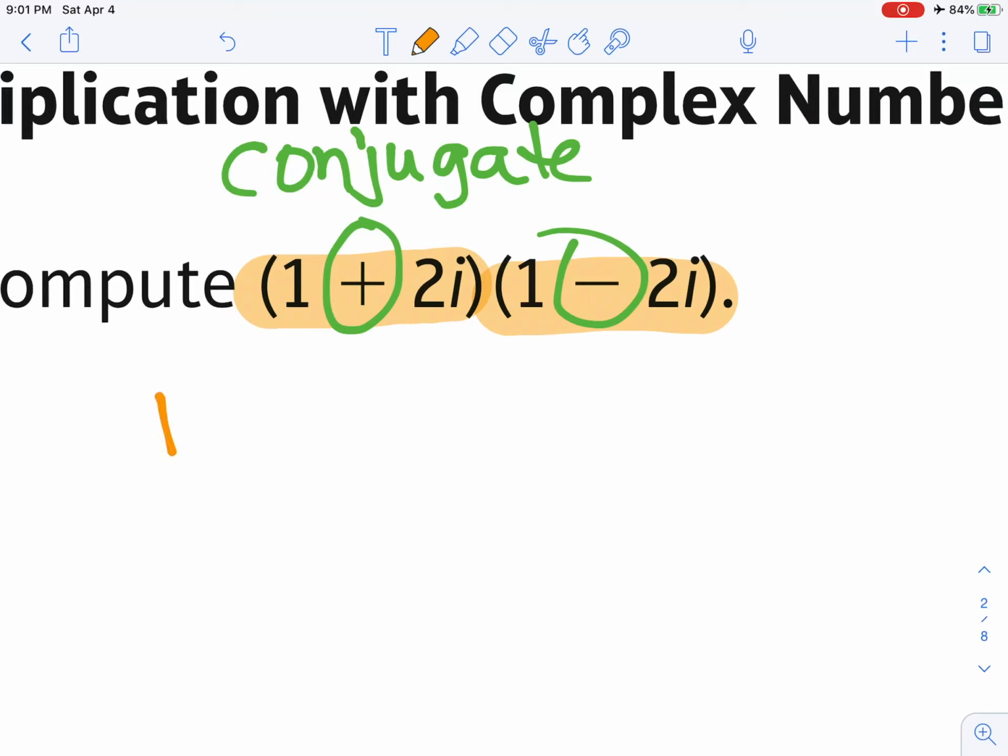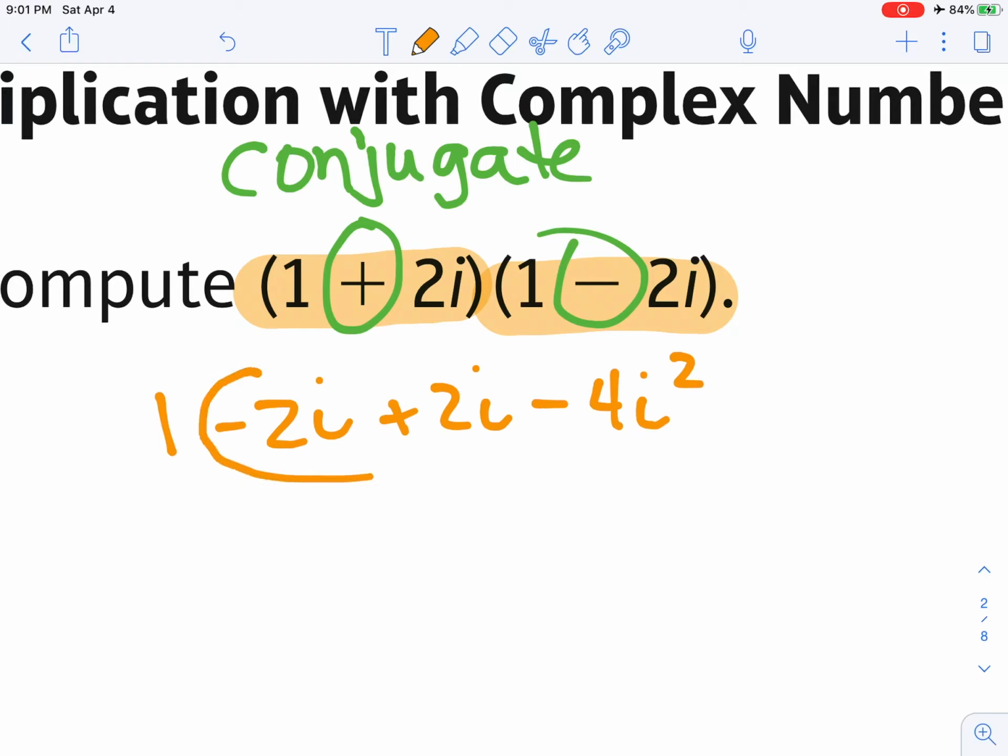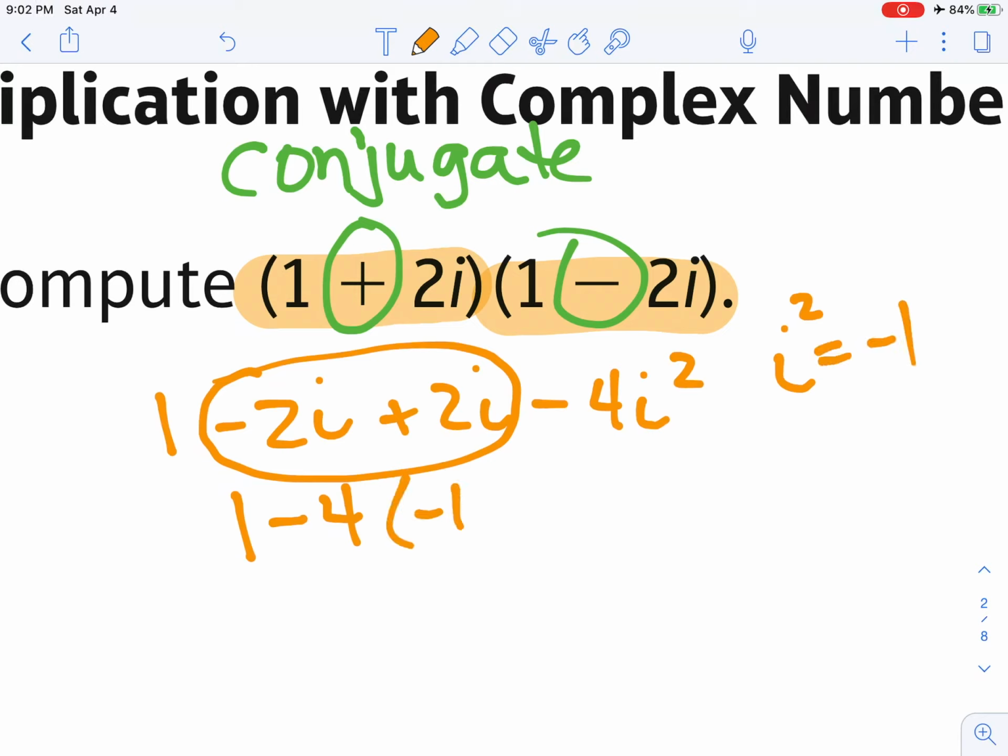So, I take 1 and I multiply it by 1. I get 1. Take 1 by negative 2i. I take 2i by 1, and I get 2i, minus 4i squared. Now, do you realize that this is the difference of two squares? So this whole middle section goes bye-bye. 1 minus 4, but do you remember that i squared is equal to negative 1? So I have times negative 1.